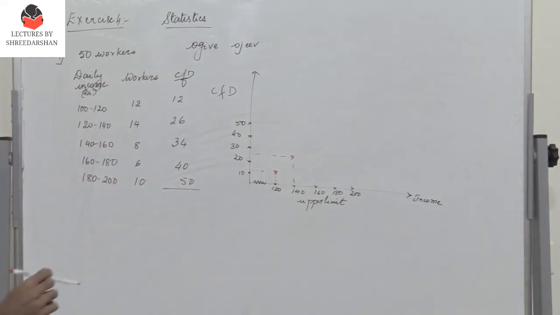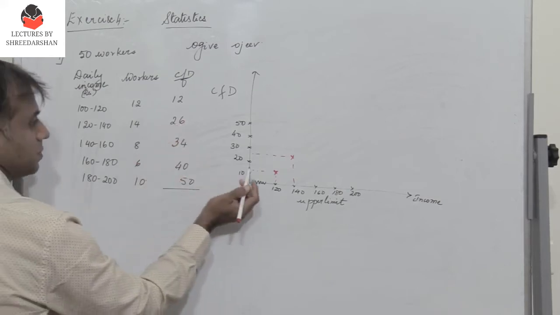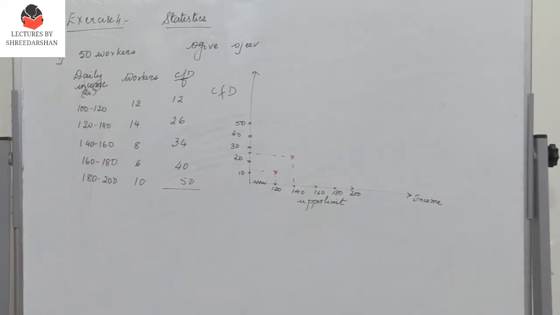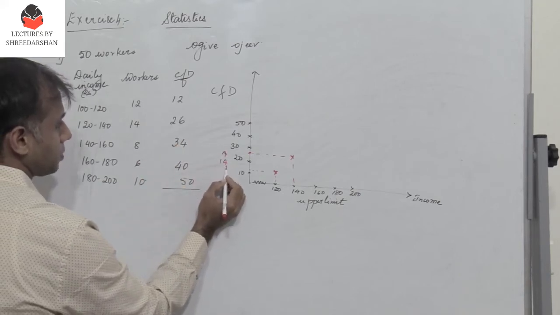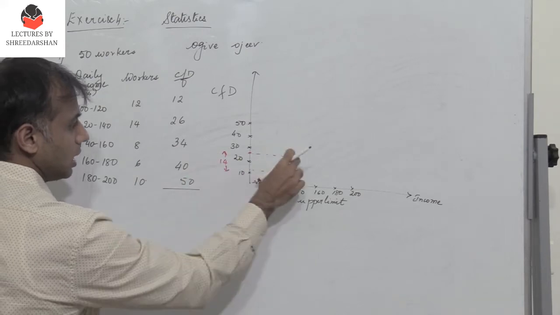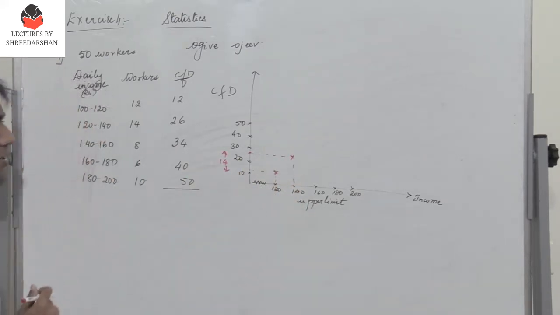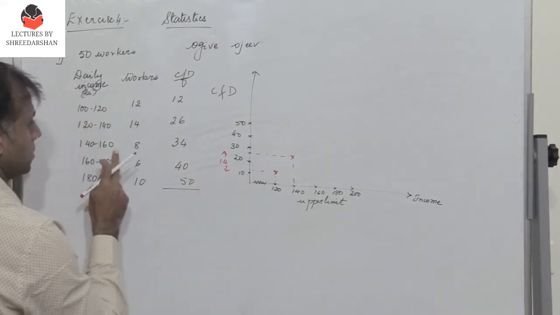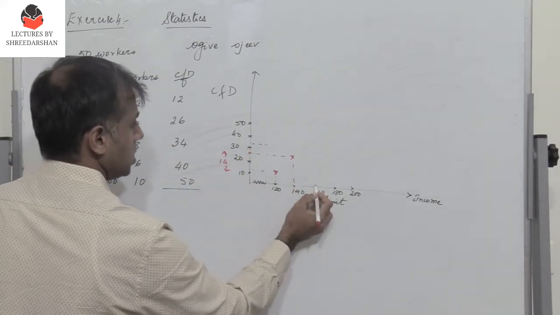Next I have the cumulative frequency 26, and this is 140. This difference gives me 14, so I have 14 workers getting an extra 20 rupees when compared to the first 12. So I get the next point here, which is 140 and 26. And next I have 34, maybe somewhere here, and I have 160.